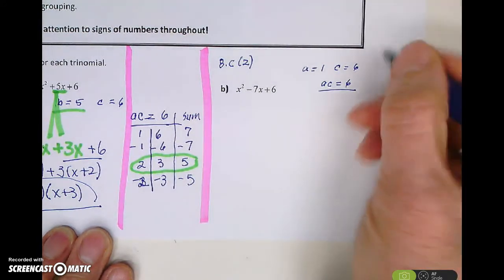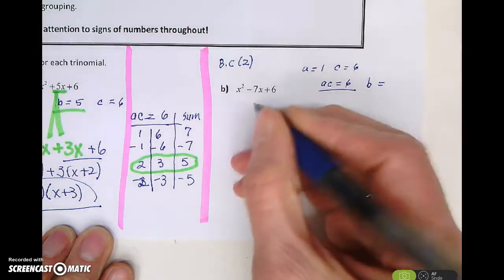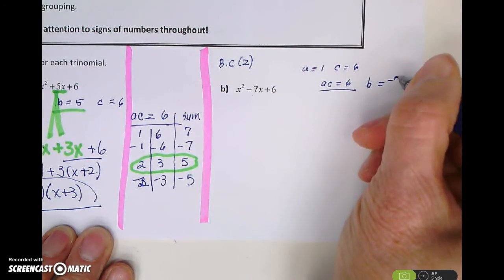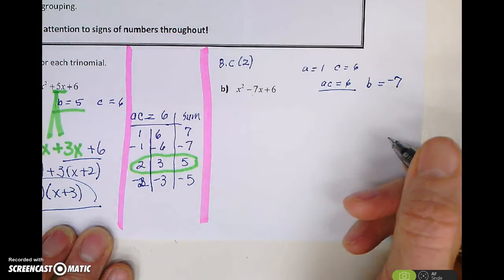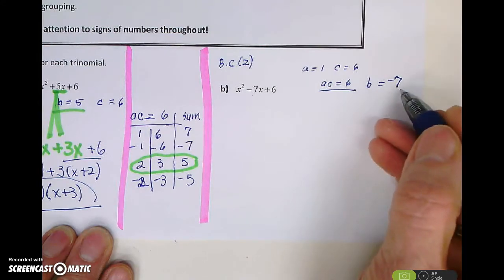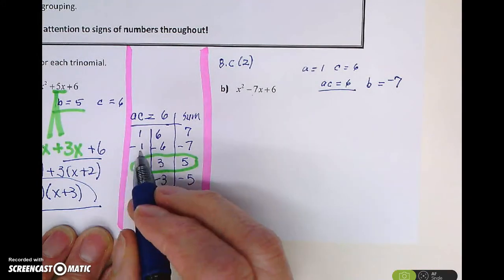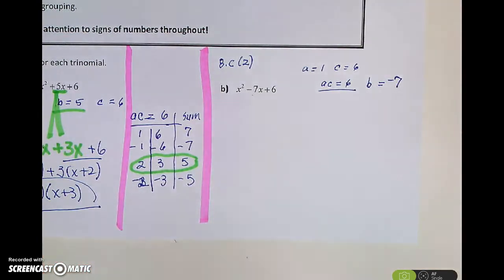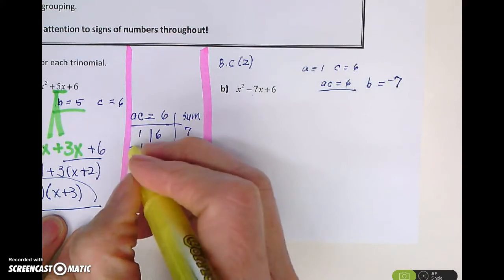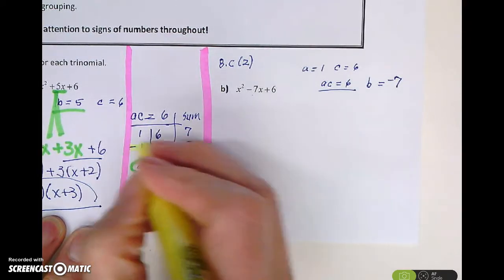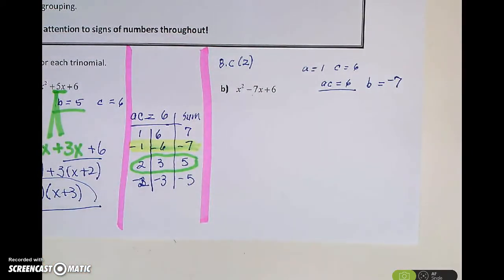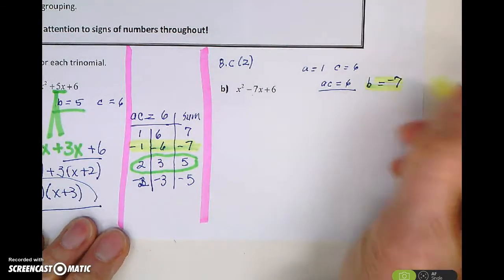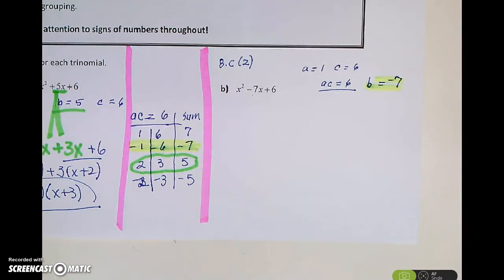But this time on this problem, b is equal to negative 7. And so I am now looking for a pair of factors that are going to add to be negative 7. And I'm going to highlight them right here. So right here, these are the ones that are going to fit with this problem. So b is negative 7.